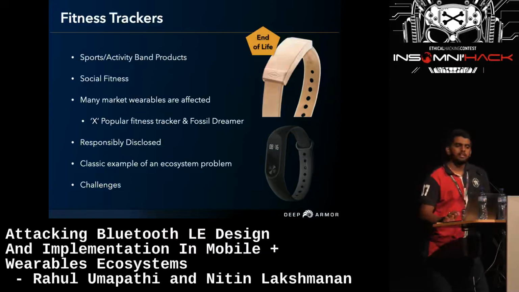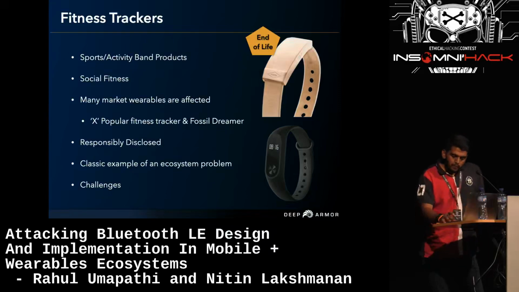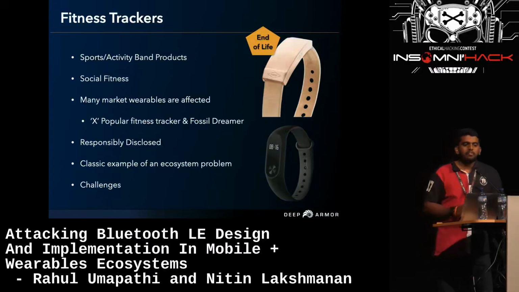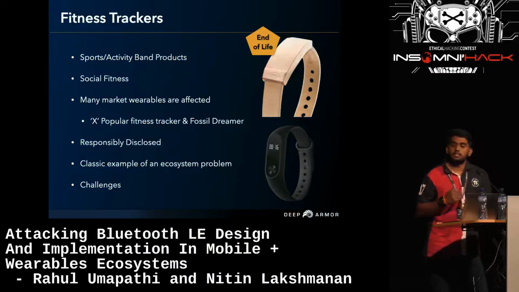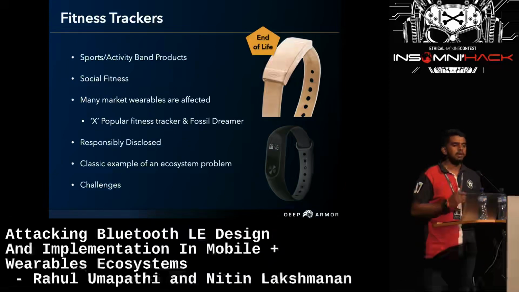As we saw previously, there are problems and weaknesses in the Bluetooth IoT ecosystem. Now we'll be taking these fitness trackers as a classic example to demonstrate the challenges and problems in the ecosystem. We have responsibly disclosed the vulnerabilities in these fitness trackers, and they have been recognized by the manufacturers. As you can see, the golden one is a Fossil Q Dreamer fitness tracker, and the black one is a famous fitness tracker device. These devices send notifications and calculate your step counts, calories, heart rate, and also send notifications to your mobile applications.